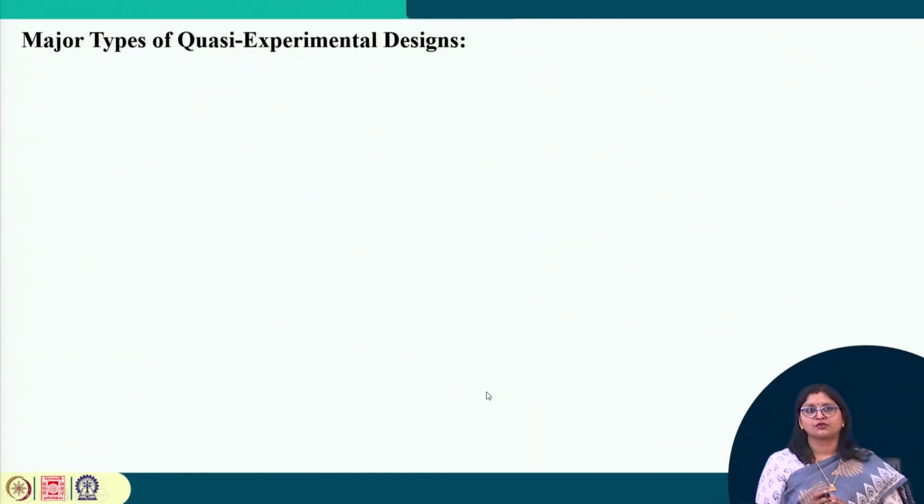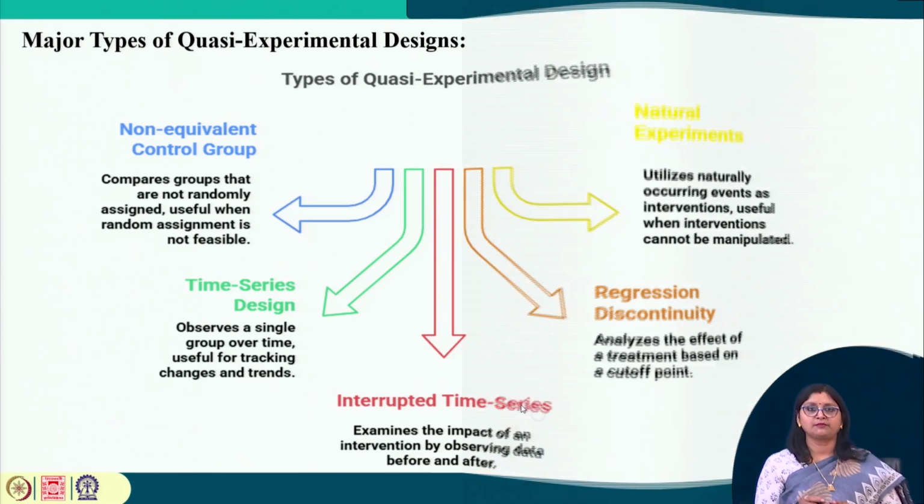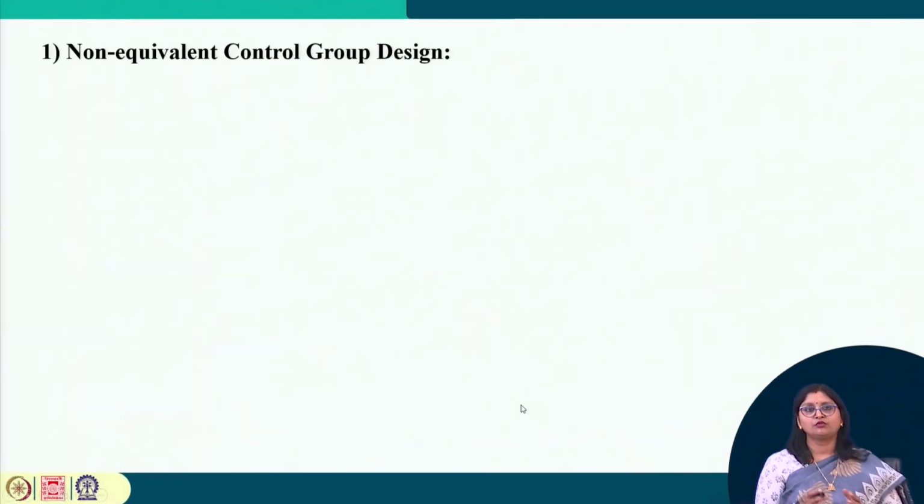The modern internal validity framework is used. So, the major types of quasi-experimental designs mentioned here are the five types: natural experiment, regression discontinuity, interrupted time series design and non-equivalent group design. These are the five types of quasi-experimental design, and this visual is prepared with the help of Napkin AI, and we will go through the types of quasi-experimental design one by one.